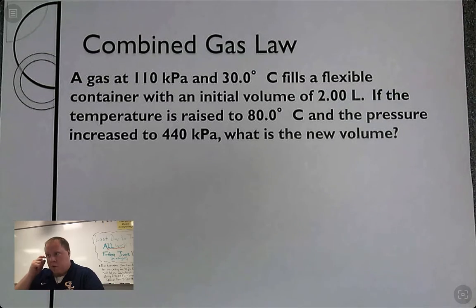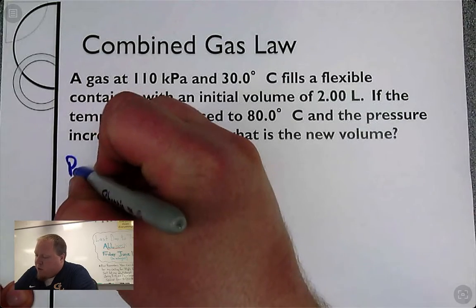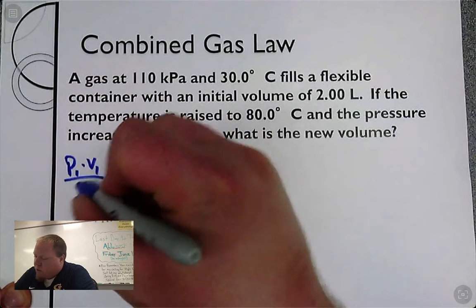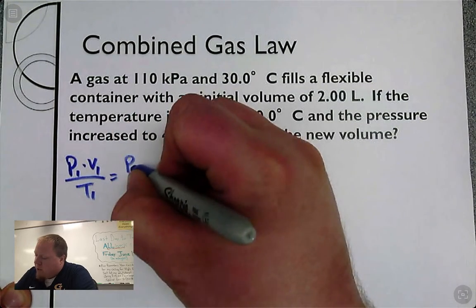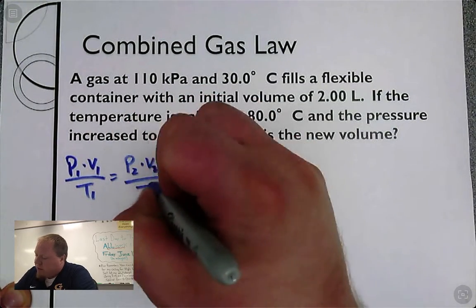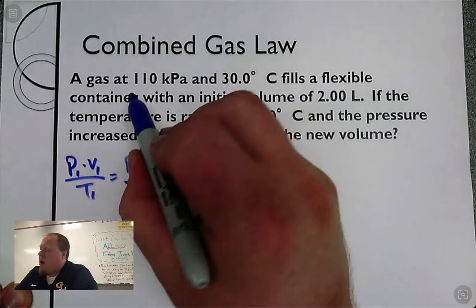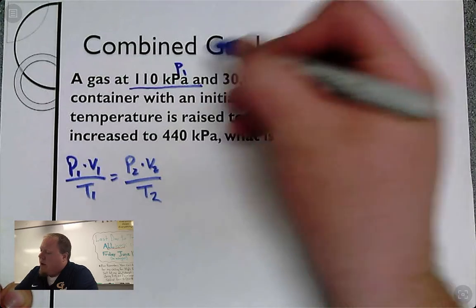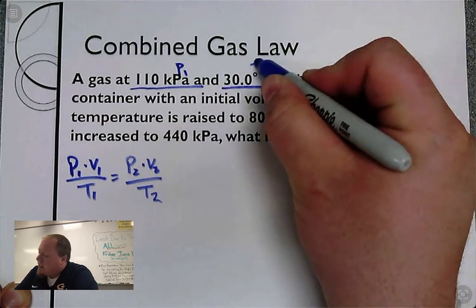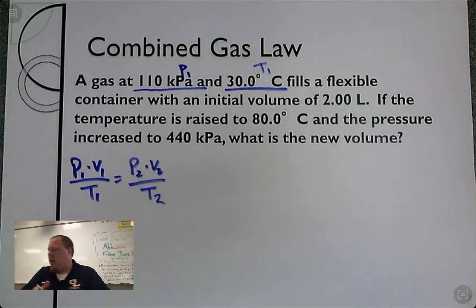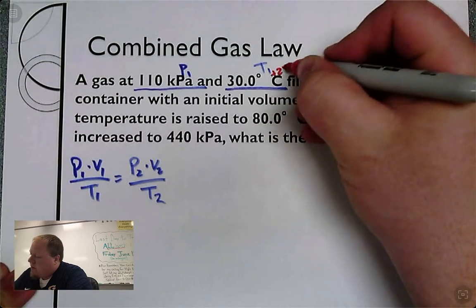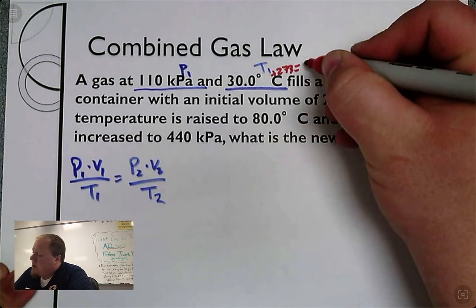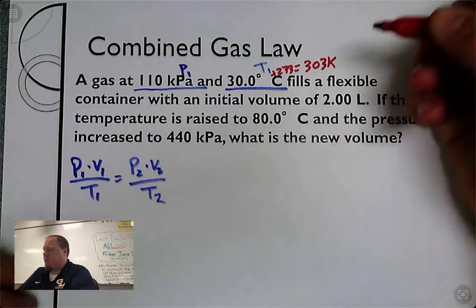Okay, you got an answer? So again, we have P1 times V1 over T1 equals P2 times V2 over T2. This right here is P1. This right here is T1. And I'm going to convert that to Kelvin. So add 273 gives me 303 Kelvin.